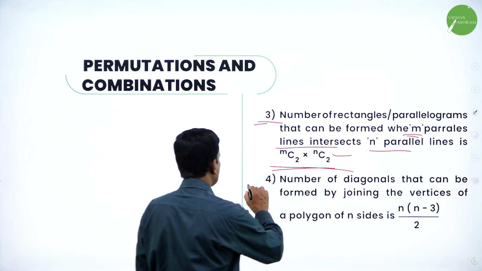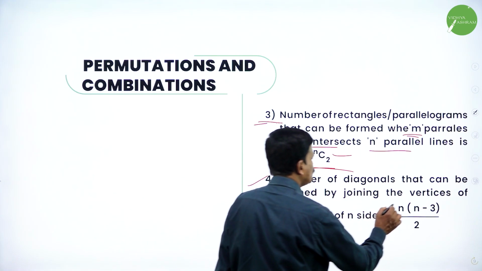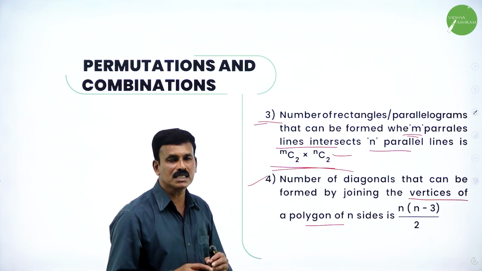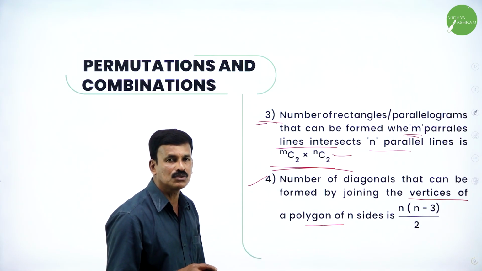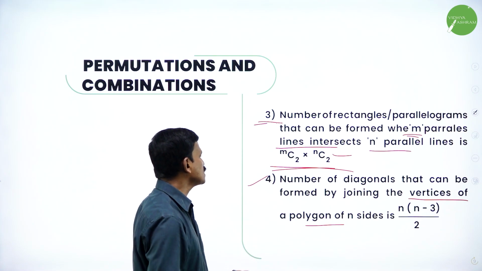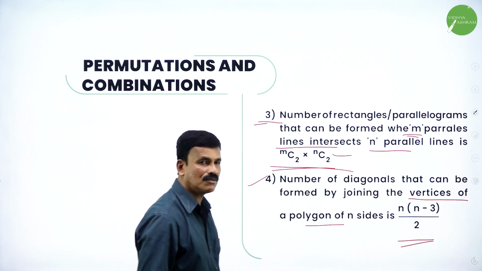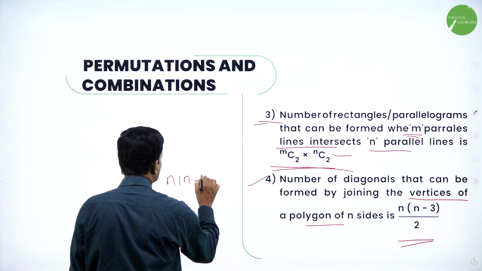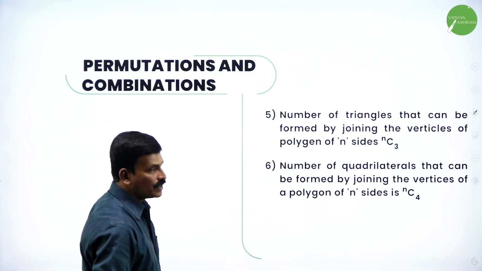Similarly, the fourth point, number of diagonals. The number of diagonals that can be formed by joining the vertices of a polygon of n sides is always equal to n into n minus 3 divided by 2. That is, n into n minus 3 divided by 2 will give the number of diagonals that can be formed by joining the vertices of a polygon of n sides. This is very important. Now move on to the next point.